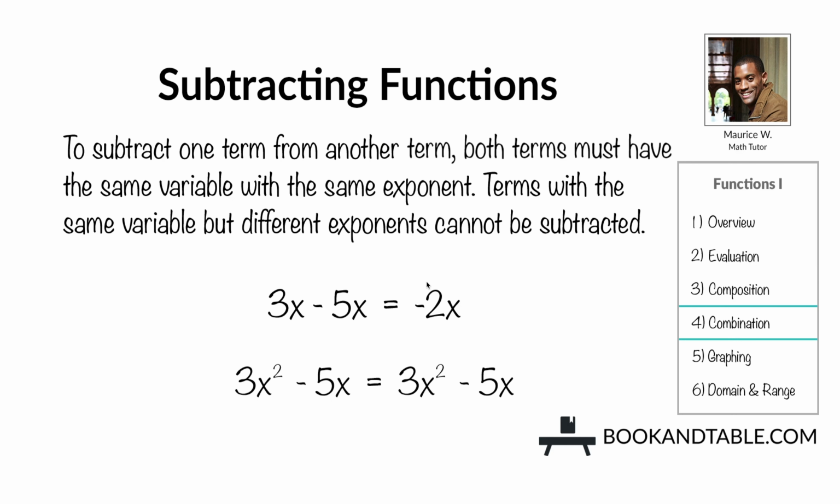Now, as far as exponents are concerned, to subtract one term from another term, both terms must have the same variable with the same exponent. Terms with the same variable but different exponents cannot be subtracted. So for example, 3x minus 5x is equal to negative 2x, because both of these x's have the same exponent, which is 1. So the final term will have an exponent of 1 as well. But if the initial x terms had different exponents, such as this example, 3x squared minus 5x, x squared cannot subtract x, so this cannot be simplified any further.